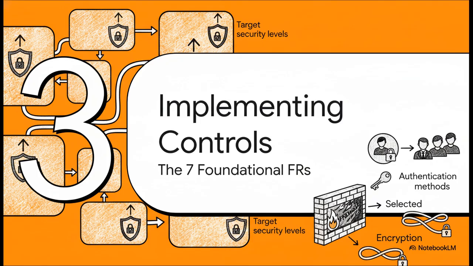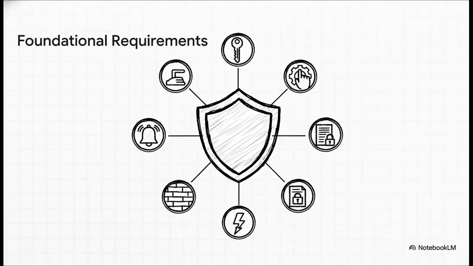Now, and only now, can we start talking about the actual bricks and mortar, the technical controls like firewalls and authentication that will make it all real. Now, you might be looking at this list and thinking, wow, there must be hundreds of possible security controls. And you'd be right. But the standard does something brilliant. It groups them all into these 7 main buckets called foundational requirements. This framework makes sure we cover all our bases, from who can log in, to protecting our data, to making sure the system stays up and running.